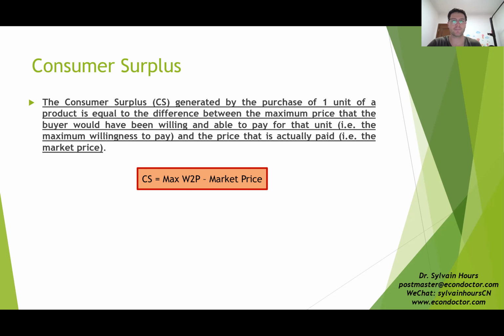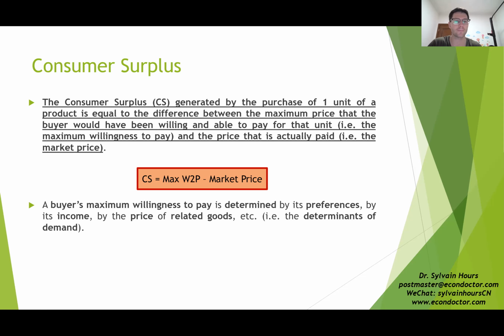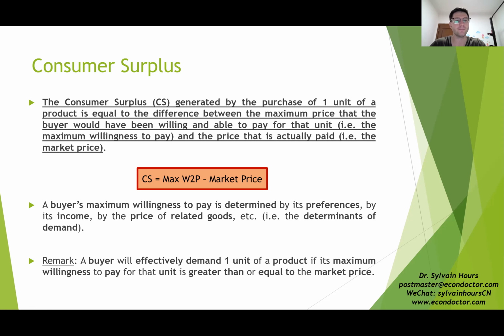minus the market price. Let's keep things simple and assume that there is one single market price for everyone, no price discrimination. Of course, how much we are willing and able to pay for a product depends on our preferences, our income, the price of other goods and services. Basically, our maximum willingness to pay depends on what we call the determinants of demand. And we are really going to demand that unit as long as our maximum willingness to pay is greater than the market price, of course.